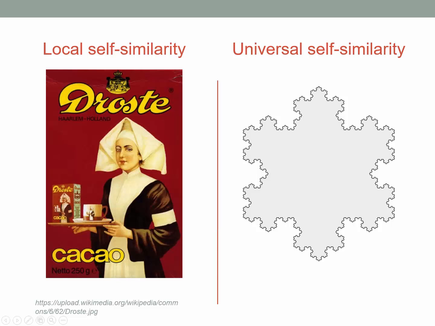On the other hand, if we look at the Koch curve, as shown here, this has universal self-similarity, by which I mean no matter where we look at it, look at any place on the Koch curve, we see a smaller version of the Koch curve. So that's universal self-similarity.